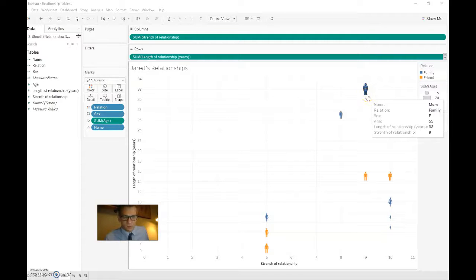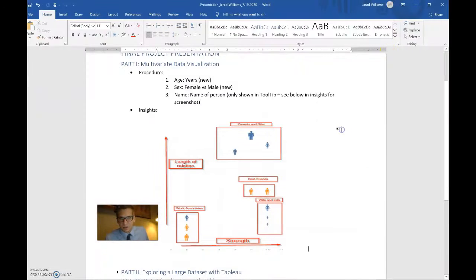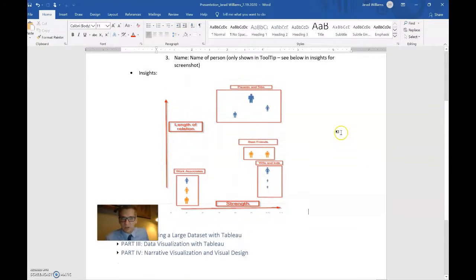One thing that I do want to point out that I didn't like very much, but I settled with, is you have to hover over. It looks like it's just one big person, but it's actually my dad, my sister, and my mom, and they're lumped together because they're all older than me, and I've known them since I was born. So I've known them for all 32 years, and they have the same strength of relationship at a 9. So they're lumped together, but that's par for the course. So I'll talk about the insights gleaned pretty quickly.